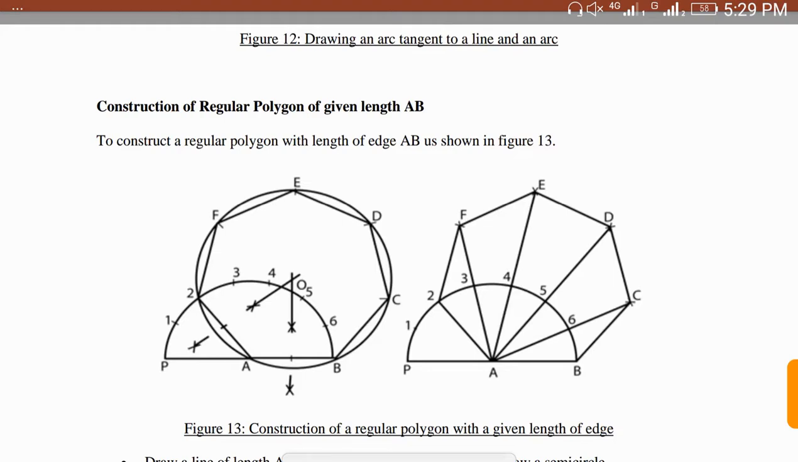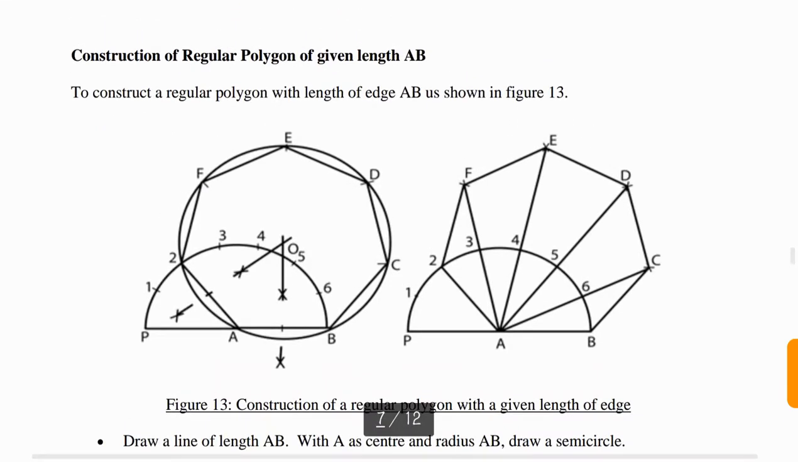Okay, for instruction 1, draw a line of length AB with A as center and radius AB. Draw a semicircle. That means A should be, as you have seen in this diagram, the center of the radius of this semicircle you are seeing here.